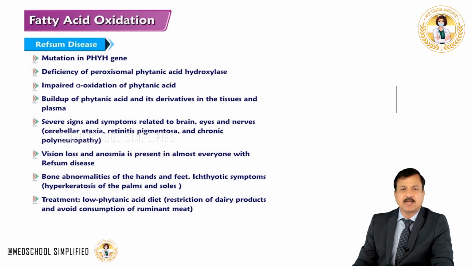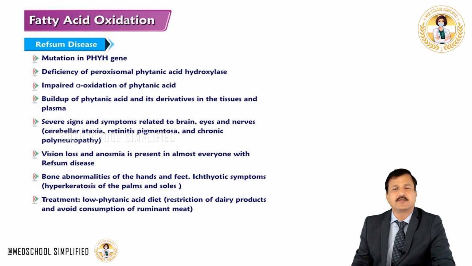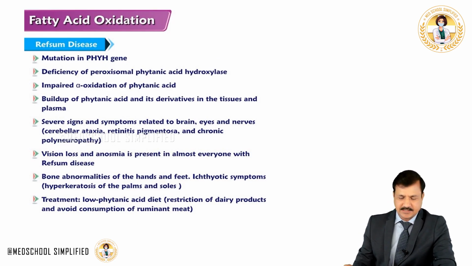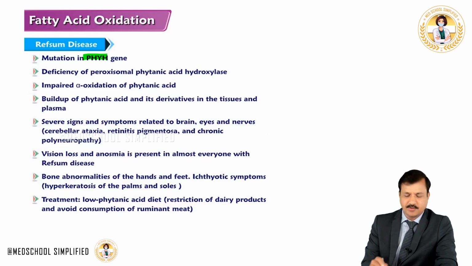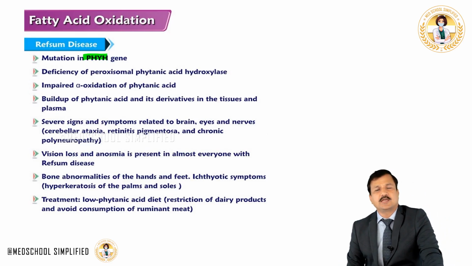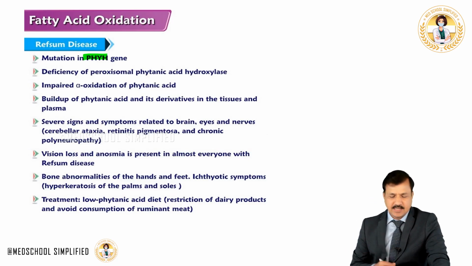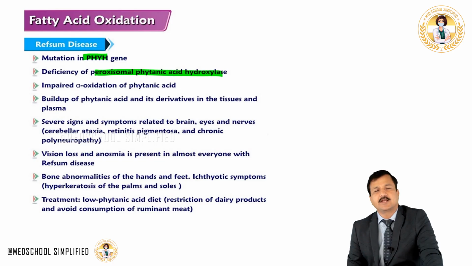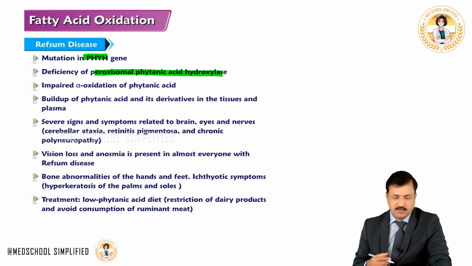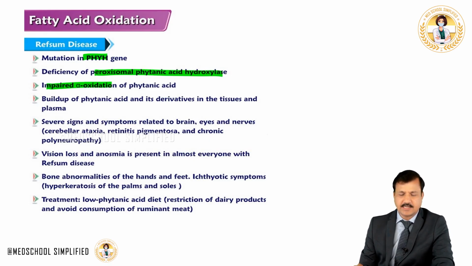Now let's move on to see one of the disorders that is associated with a defect in the oxidation of phytanic acid. The name of the disease is Refsum disease. Refsum disease is because of a mutation in the PHYH gene, and this PHYH gene codes for phytanic acid hydroxylase. So in this particular disease, there will be deficiency of the enzyme phytanic acid hydroxylase. Now you know the importance of phytanic acid hydroxylase. It is involved in the initial alpha oxidation of phytanic acid in the peroxisomal matrix. So there will be impaired alpha oxidation of phytanic acid in this disease.